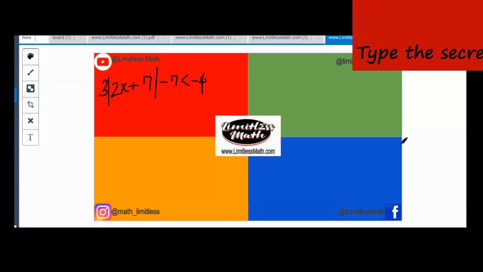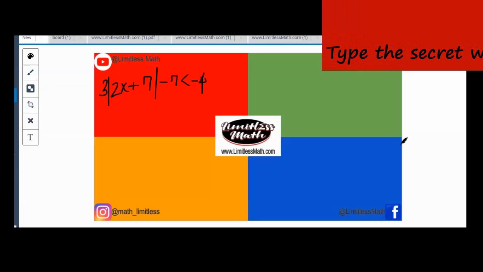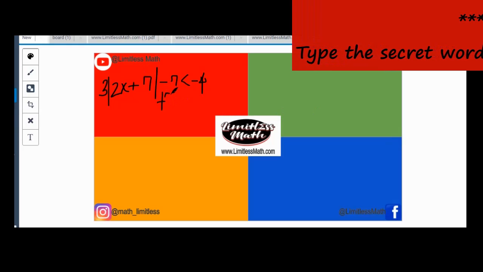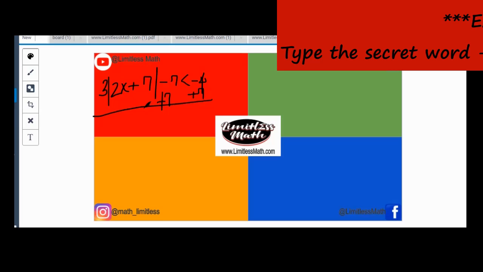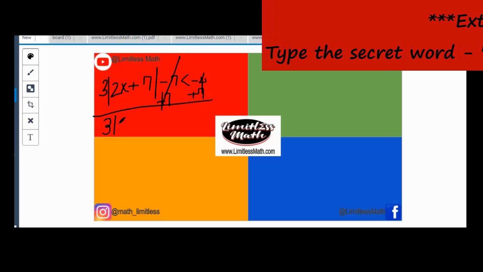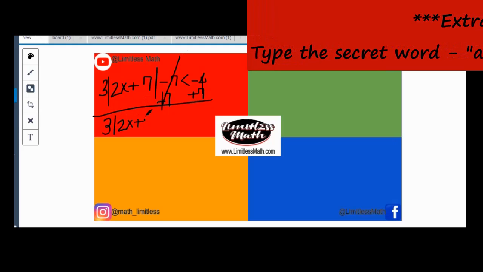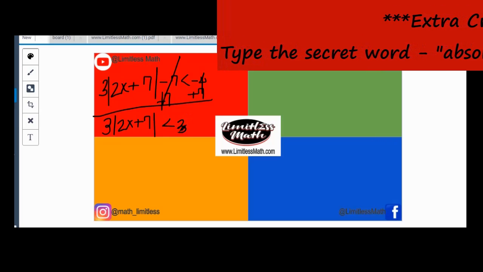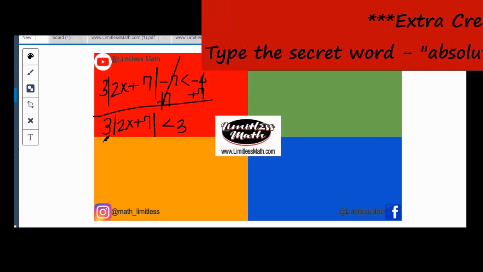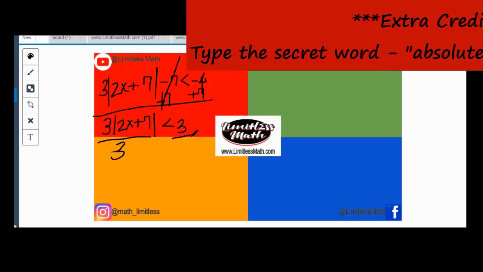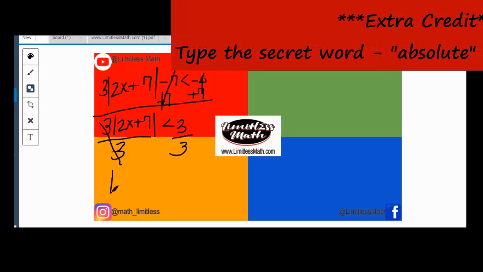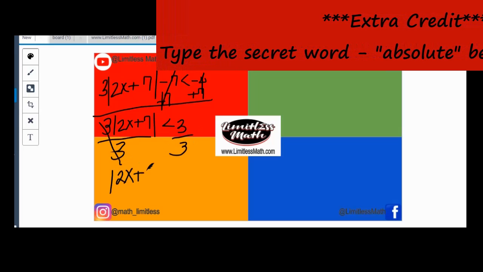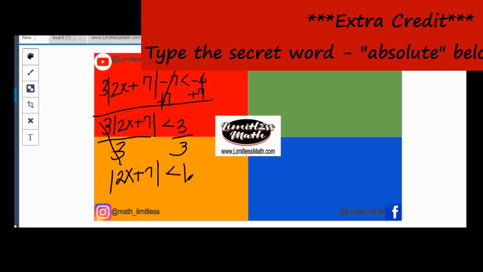For this example, we have 3 times the absolute value of 2x plus 7, minus 7 is less than -4. So let's get this absolute value isolated. We'll add 7 to both sides. Leaves us with 3 times the absolute value of 2x plus 7, which is less than 3. Okay. Still not all alone. We need to move this 3 here, so we're going to divide by 3 on both sides. 3's cancel. We end up with absolute value of 2x plus 7 is less than 1.